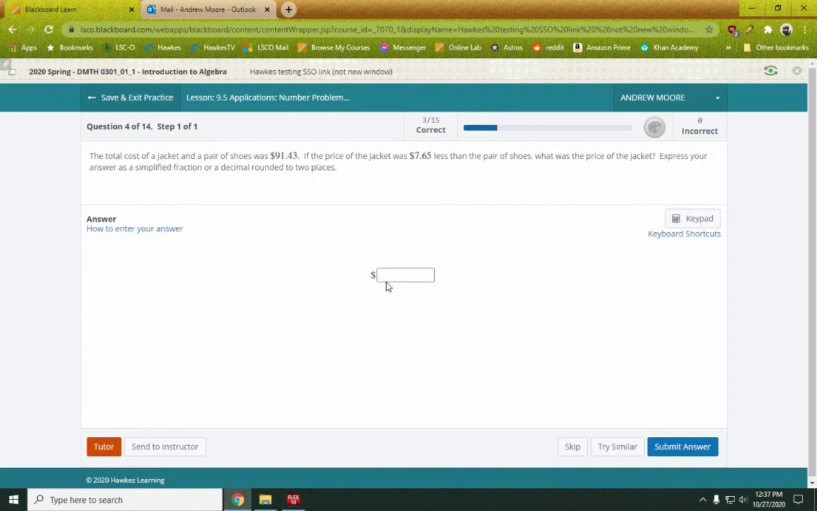Total cost of a jacket and a pair of shoes was $91.43. And the price of the jacket was $7.65 less than the pair of shoes. What was the price of the jacket? Express the answer as a simplified fraction or a decimal rounded to 2 places.